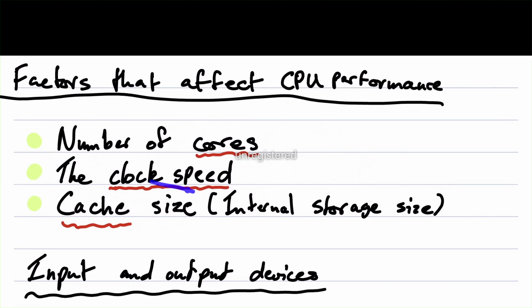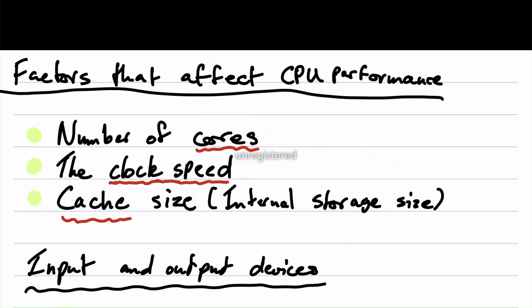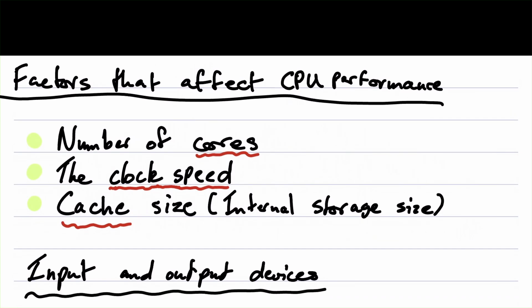Then we can also talk about cache size. Cache size is basically the internal memory, the internal storage of the CPU. So the more internal memory we have, the more we can store quickly. We're not talking about storing, for example, in the RAM. We're talking about just storing within the CPU, so that the number of instructions it can store and then carry out all at the same time will be increased the more cache size we have.